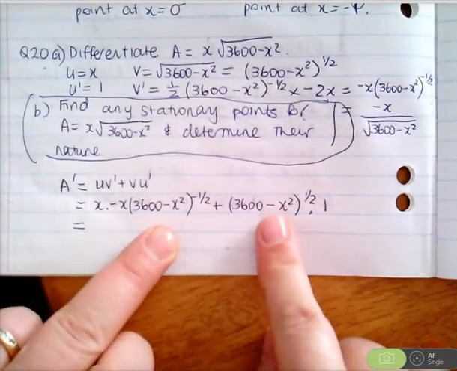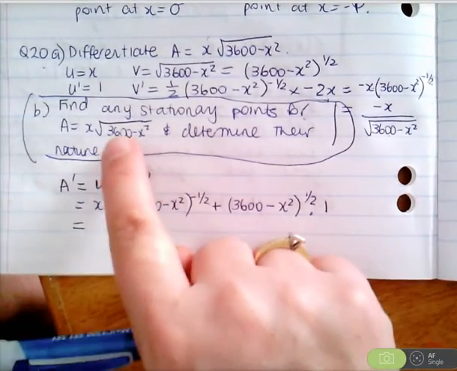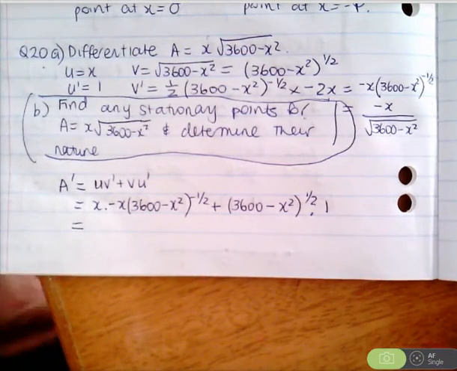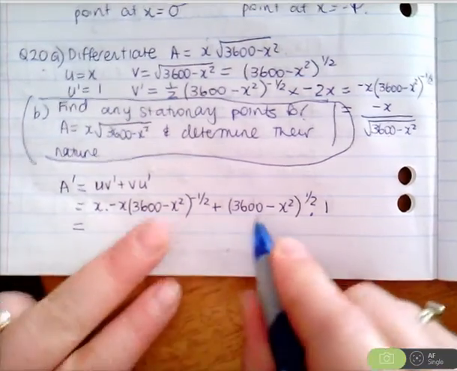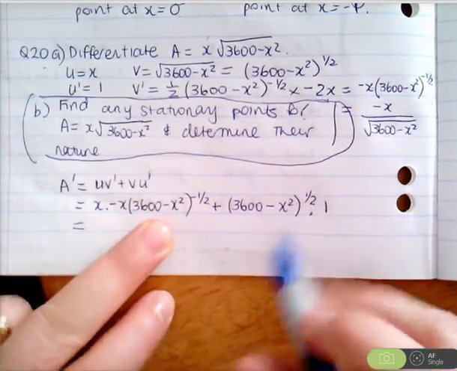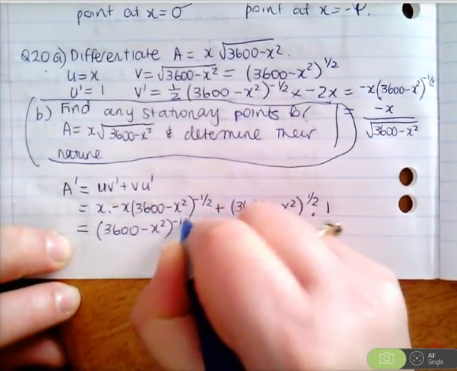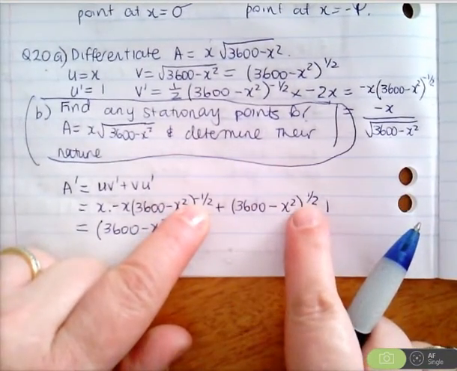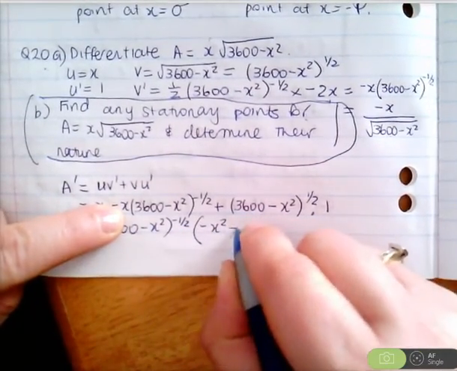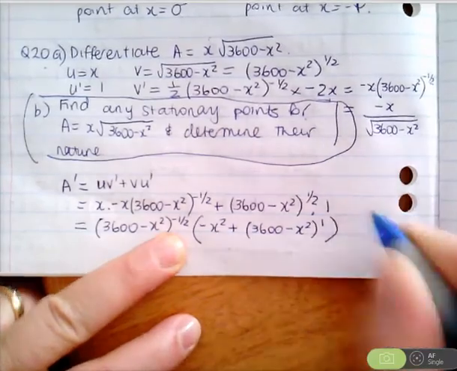The reason I'm using these forms with indices is that I can pull out the common factor, because in part B we're going to have to put a dash equal to 0 to find the stationary points. So it really needs to be in a factorized form. So, okay, looking at the highest common factor between 3,600 minus x squared to the -1/2 and that same term to the +1/2, the lowest common factor is 3,600 minus x squared to the power of negative a half, because that is a smaller index than positive a half. And if that's pulled out as a common factor, we're left with negative x squared plus 3,600 minus x squared to the power of positive 1.